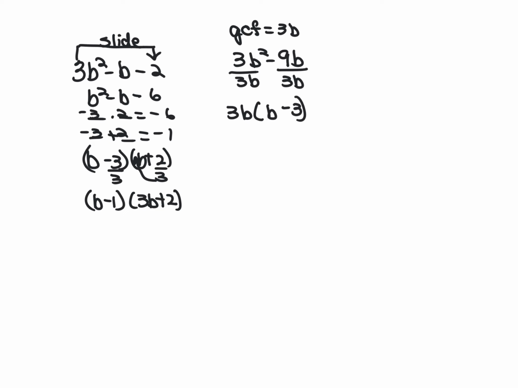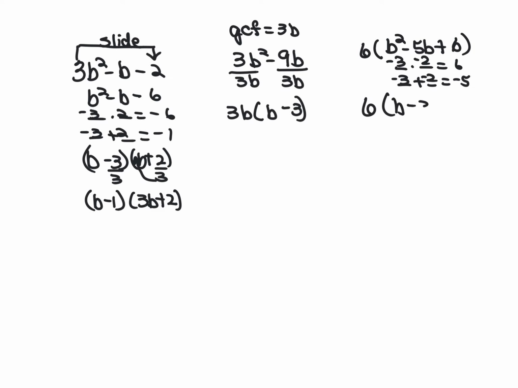Once we flip the fraction, we had as the numerator 6 times b squared minus 5b plus 6. And this trinomial, we're looking for the numbers multiplied equals 6, but when added is equal to negative 5. And that's going to be negative 3 and negative 2. Therefore, this is going to be factored as 6 times b minus 3 times b minus 2.